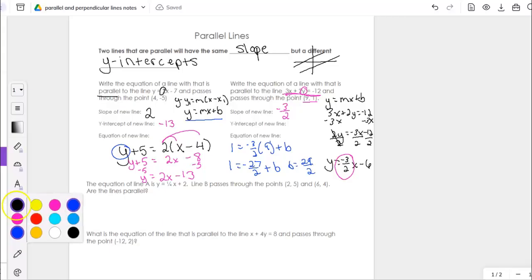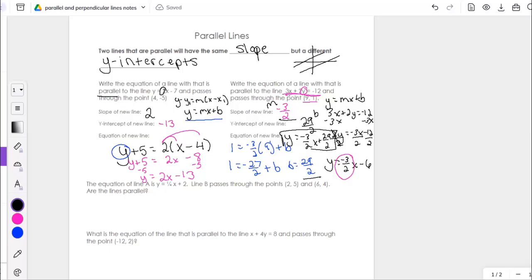All right, so for my brand new line, I have this slope and then the y-intercept of this. So my y-intercept would be 29 halves. And then for my equation, I'll plug this in for m and this one in for b. y equals negative 3 halves x plus 29 halves. That is a lot of information in a small space. This is my equation.